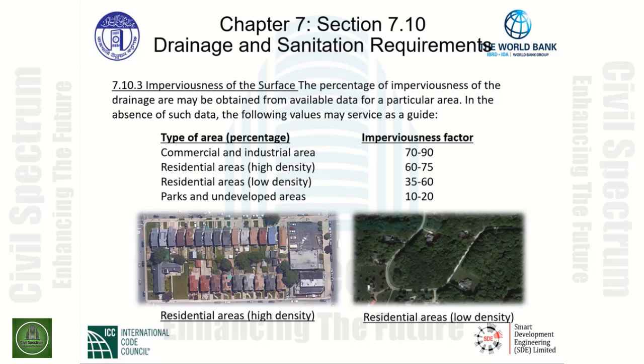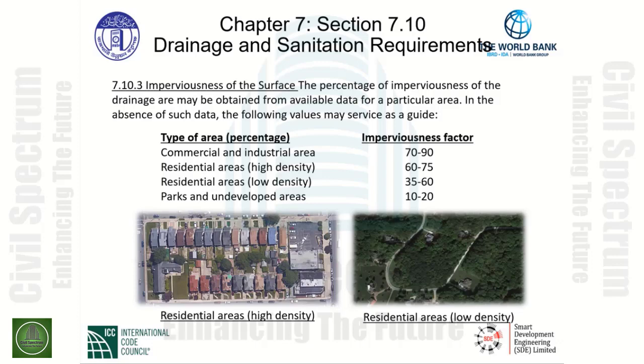The residential area imperviousness factor is directly related to the density of buildings and lots. Small lots with homes tightly constructed will yield more runoff than larger lots with more sparsely spaced buildings, and therefore have higher imperviousness factor. Look at the picture on the left, which shows a high density residential versus the one adjacent to it, which shows a low density residential.